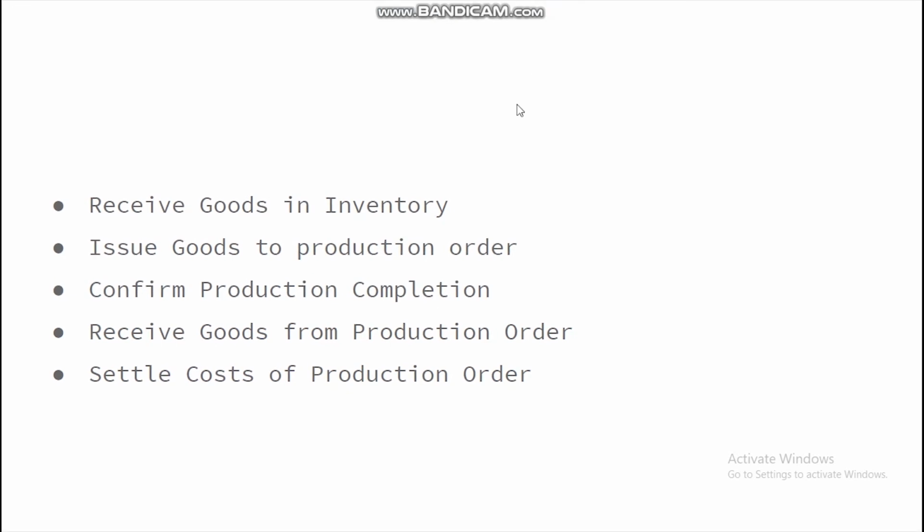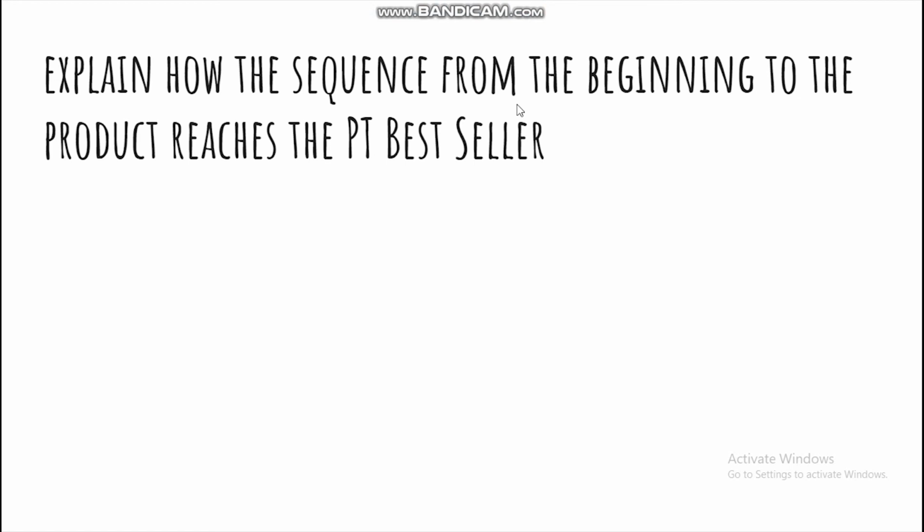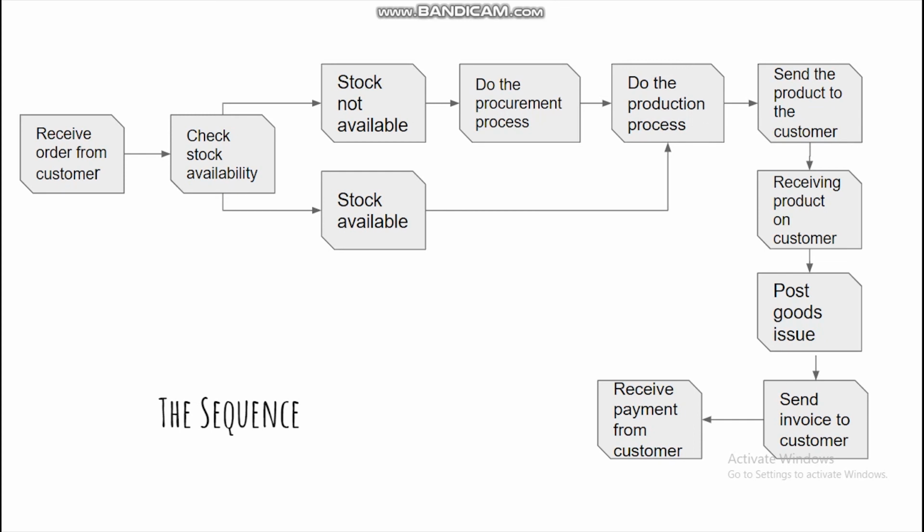And so the next question is: explain the sequence from the beginning until the product reaches PT Bestseller, that is our customer. So this is the sequence. First, our company receives the order from the customer, in this case PT Bestseller. After that, we check stock availability. We will check the stock in our inventory.